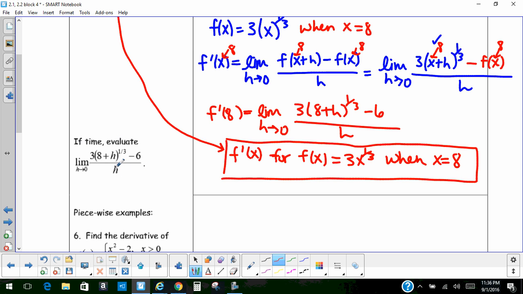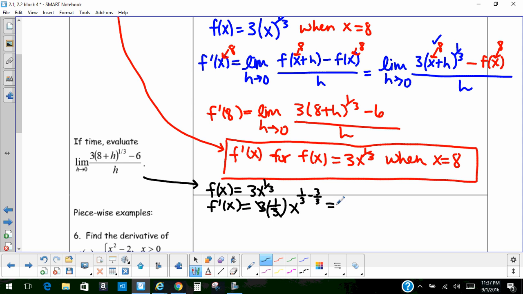As far as evaluating, then to evaluate, you would come over and say, okay, if f of x equals 3x to the 1/3, what's f prime of x? f prime of x is 3 times 1/3 times x to the, well, I have to do 1/3 minus 3/3. So x to the negative 2/3. Those 3's cancel and I just get x to the negative 2/3. Then go back to finish it up and plug in f prime of 8. So that would be 8 to the negative 2/3. Do your cleanup.